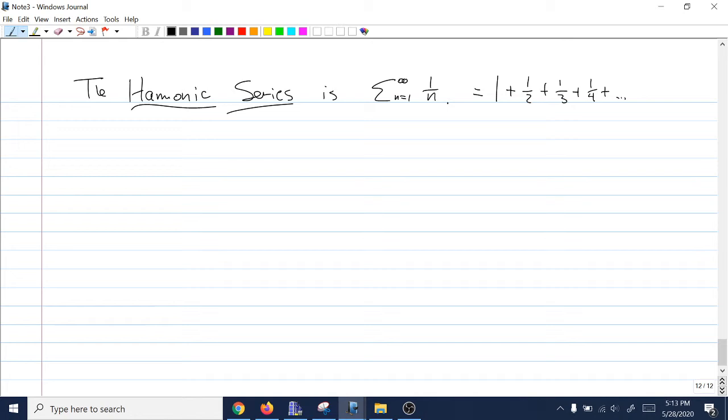Let's show that the harmonic series diverges. Theorem: the sum from n equals 1 to infinity of 1 over n diverges. This is plus infinity. It doesn't converge to anything. It gets bigger and bigger without bound. Let me show you why.